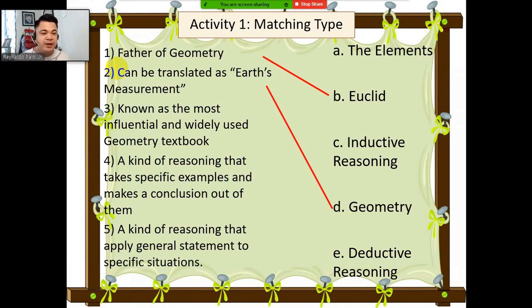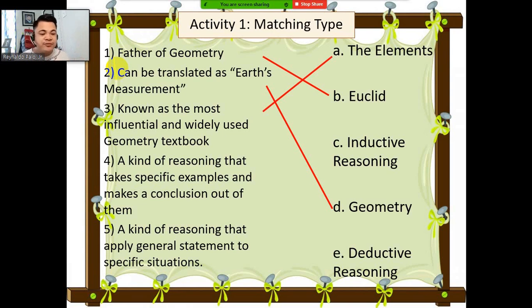For number three, it is known as the most influential and widely used geometry textbook. It's not actually simply a textbook, it is a compilation of 13 books written by the father of geometry, no other than Euclid of Alexandria. So the answer here is the Elements. In this book, we encounter different postulates and theorems that are actually being used today in geometry.